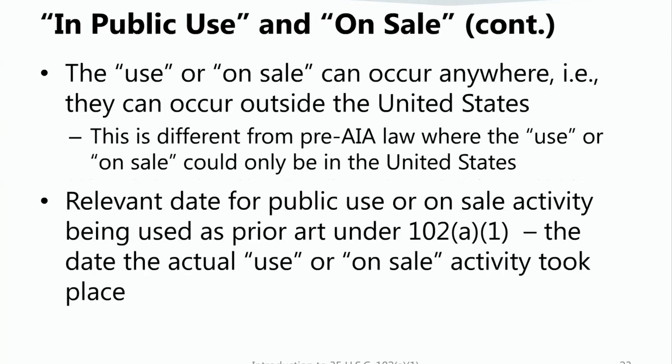Just like the other categories, public uses or on sale can occur anywhere in the world. For public uses or on sale activities, the date that is used to compare with the effective filing date of the claimed invention is the date that the actual public use or on sale activities took place.